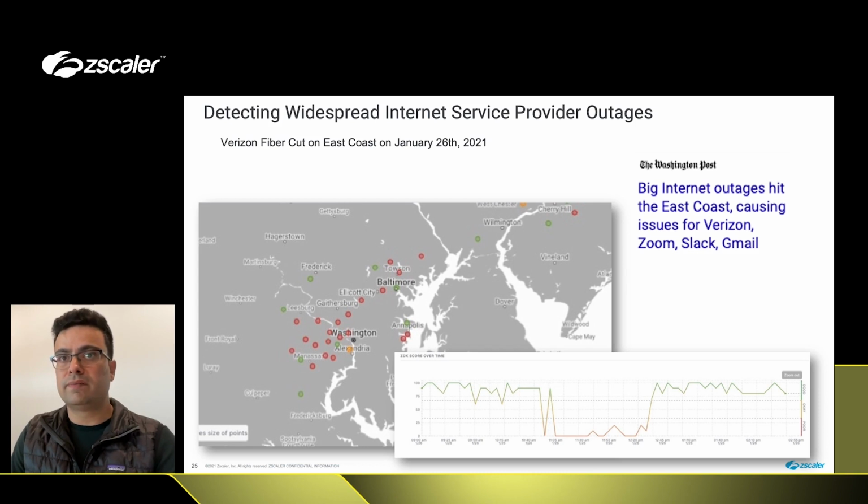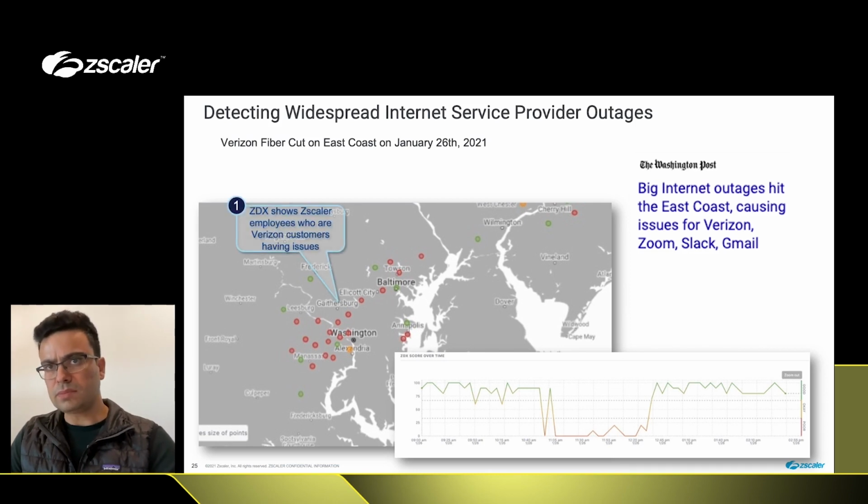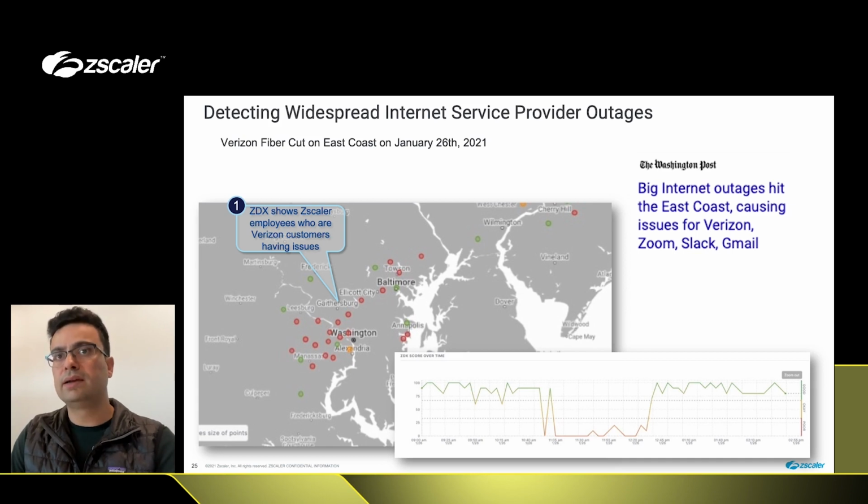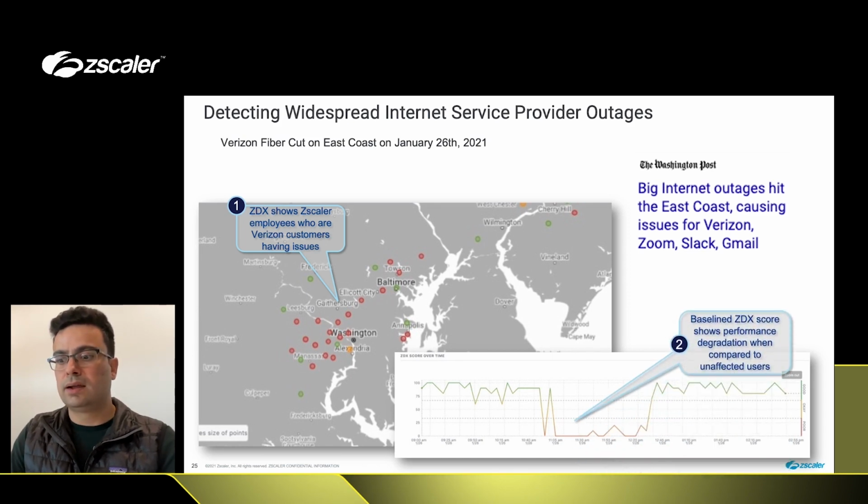This was the Verizon fiber cut, as I said. A lot of our own employees based on the East Coast, you can see at a city level, their score started dropping. At this point, these dots are cities or towns from which our employees are connecting. You can see that not only for a specific application, but for all applications, their score started dropping.